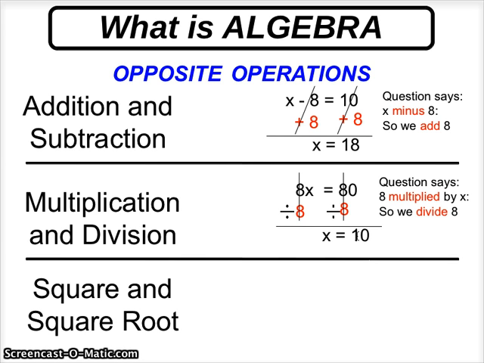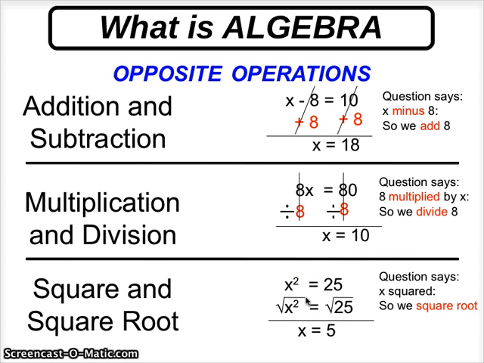Square and a square root. x squared equals 25. Once again, we want to isolate for x. This says x squared. We know from our previous years, to cancel a square, we can take the square root. So the question says x squared, so we take the square root of both sides.